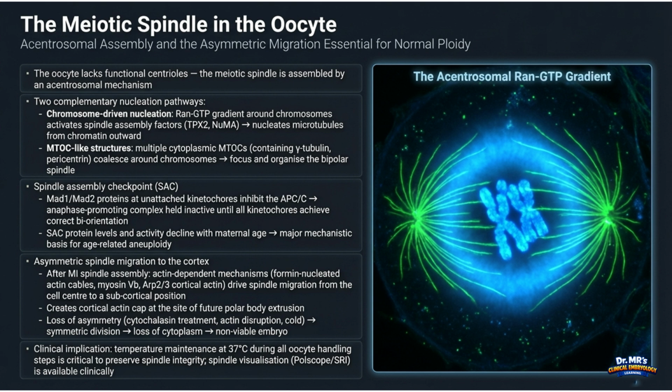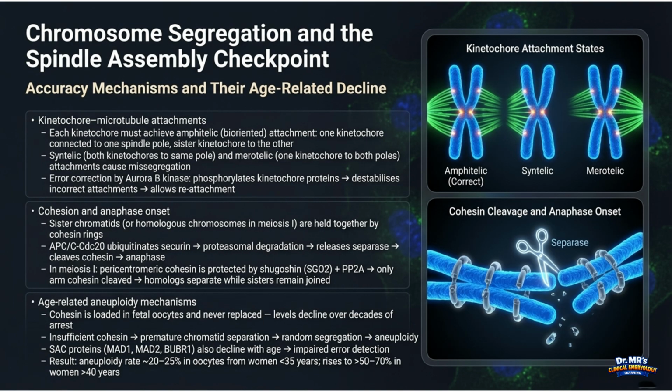However, we know as clinicians that this checkpoint is absolutely not foolproof. Embryos missegregate chromosomes all the time. So let's dive into exactly how chromosomes are supposed to segregate, how they are held together, and why advancing maternal age is so incredibly devastating to this specific process, because this is the root molecular cause of aneuploidy in the IVF clinic. To segregate correctly, a chromosome must achieve what is called an amphitelic attachment.